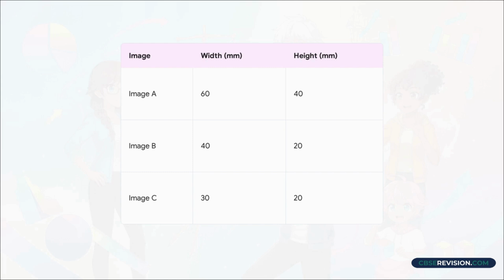Now jump down to the bottom row, Image C. Notice how the numbers are exactly half. It is 30 millimeters wide and 20 millimeters high. Because both the width and the height were cut exactly in half, Image C will look just like Image A, only smaller. But check out the middle row, Image B. The width is 40 and the height is 20. Something is very different there.